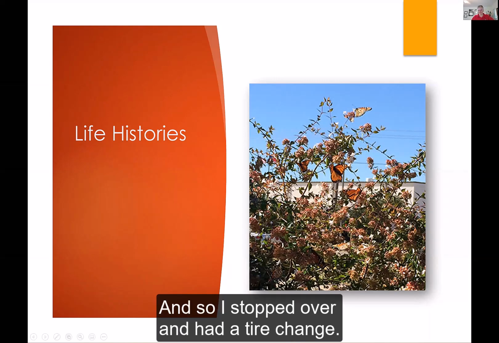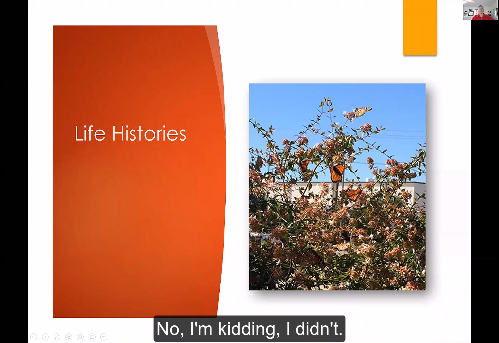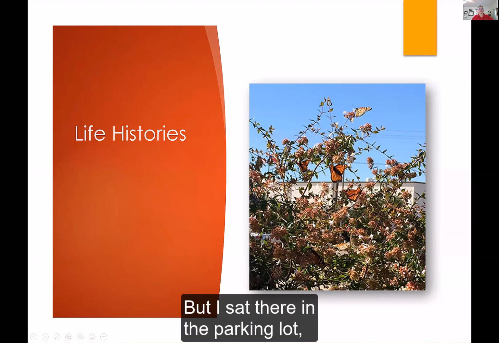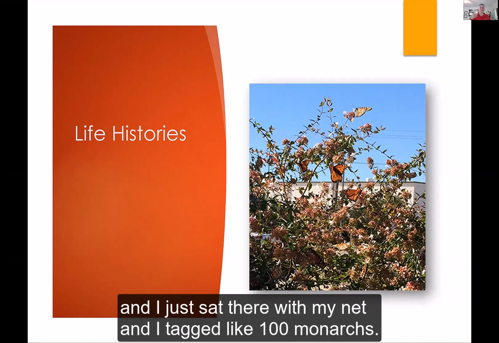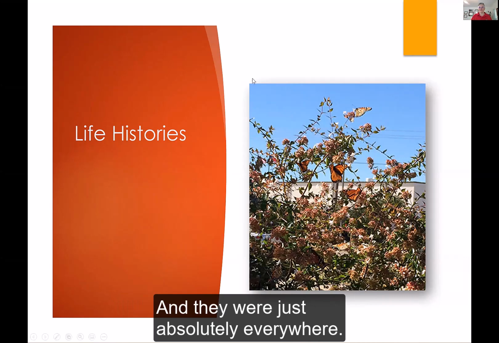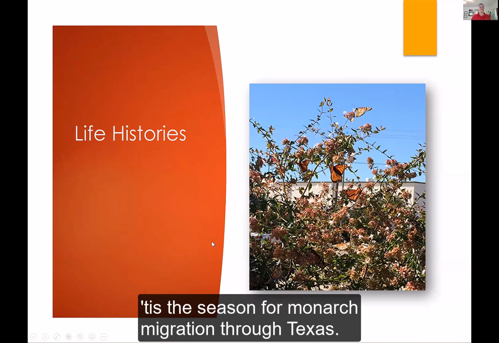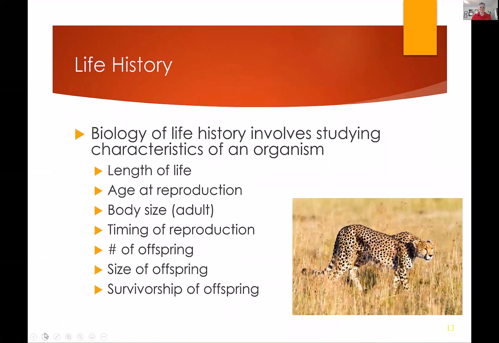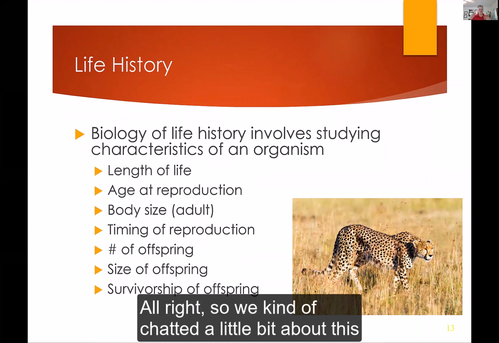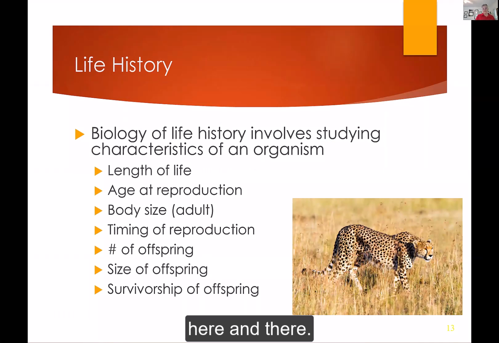And so I stopped over and had a tire changed. No, I'm kidding, I didn't. But I sat there in the parking lot with my net, and I tagged like 100 monarchs, and they were just absolutely everywhere. So talking about life histories, 'tis the season for monarch migration through Texas.